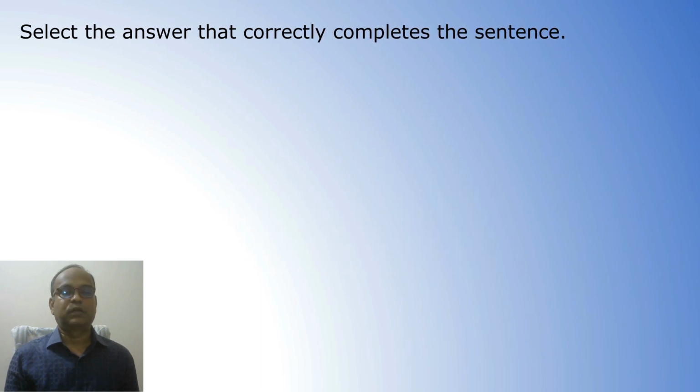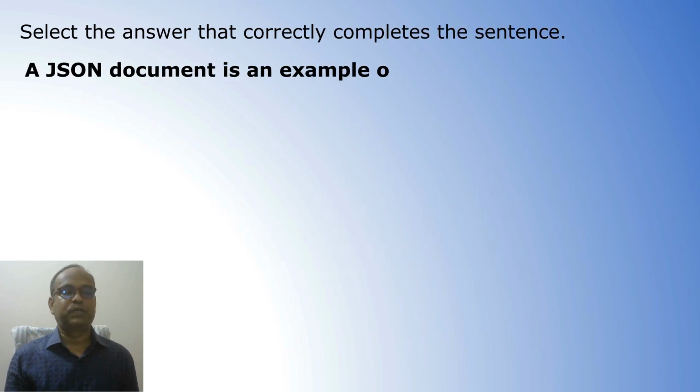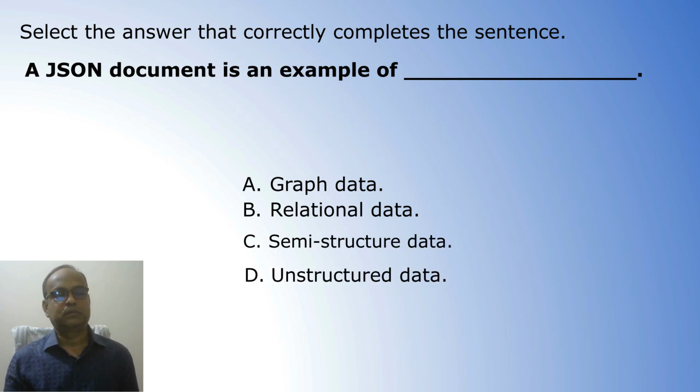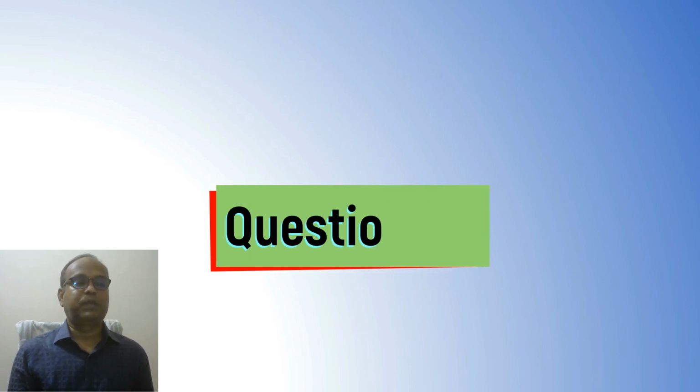Select the answer that correctly completes the sentence. A JSON document is an example of dash. Option A, graph data. Option B, relational data. Option C, semi-structured data. Option D, unstructured data. Answer. The correct option is semi-structured data. JSON is a semi-structured data format because it does not require a predefined structure. It's a way of representing data in an organized manner, but it does not require that the data be structured in a certain way. Next question, question number 59.